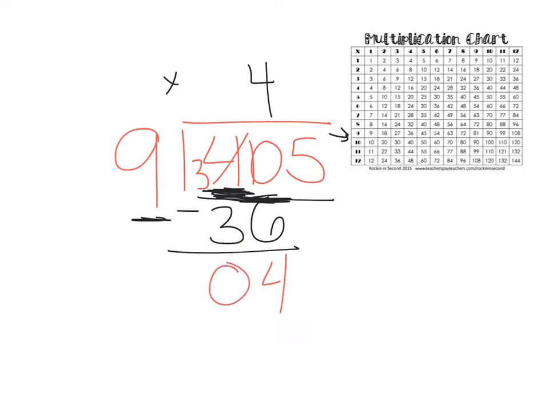Now, again, I'm with a smaller number here. This 4 is too small. I cannot make 9 groups out of 4, so I need to bring down this 5.